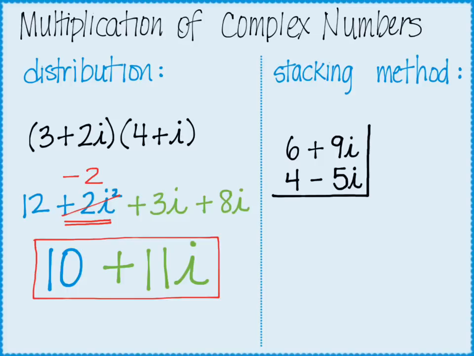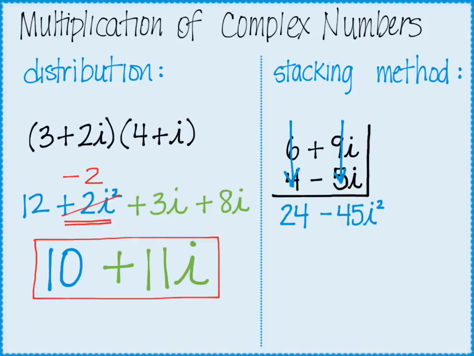And I stack one on top of the other, which is similar to what we do with regular numeric multiplication, 23 times 47. We write it in stacking, we don't write it linearly. And I'm going to multiply straight down. I showed you this with radicals, and I'm going to do the same thing. 6 times 4, and I get 24. And then I'm going to multiply straight down again, 9i times negative 5i, and I'm going to get negative 45i squared.